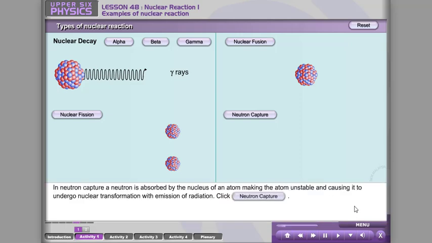In neutron capture, a neutron is absorbed by the nucleus of an atom, making the atom unstable and causing it to undergo nuclear transformation with emission of radiation. Click the neutron capture button.